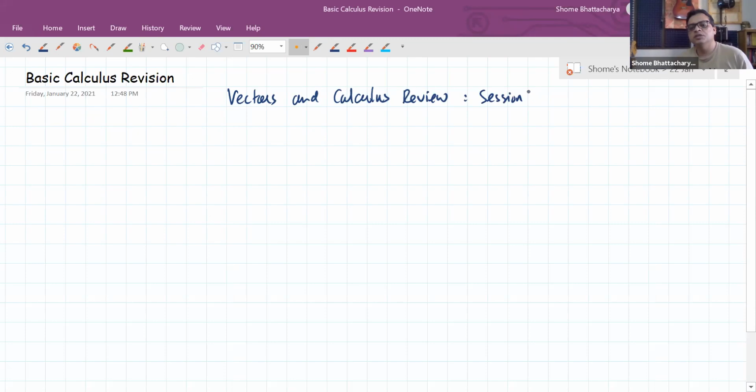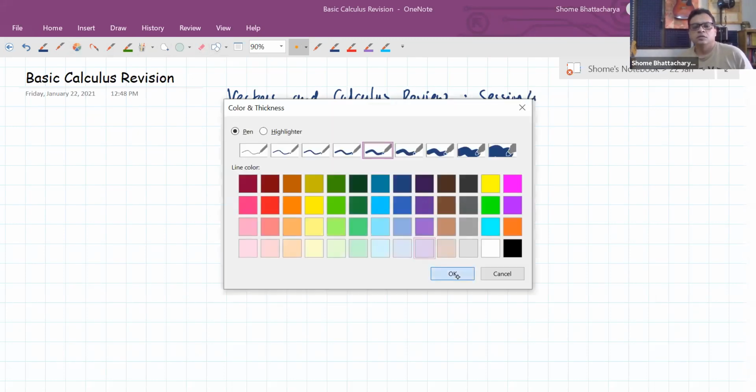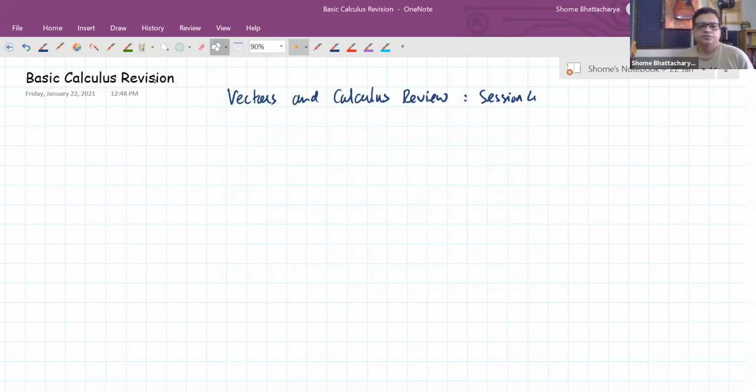So in the previous 4 sessions, we have looked at the basic concepts of vectors and vector algebra. And in the last lecture, session number 3, we have looked at some of the key elements of differentiation, derivative, and its application to physics type of problems.